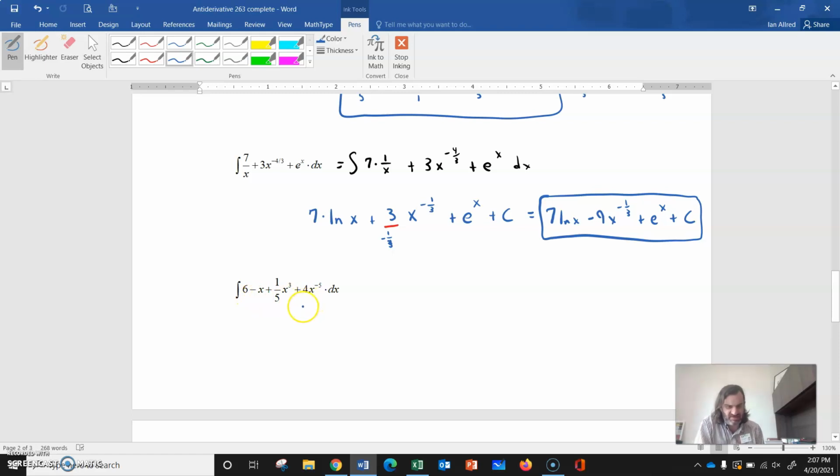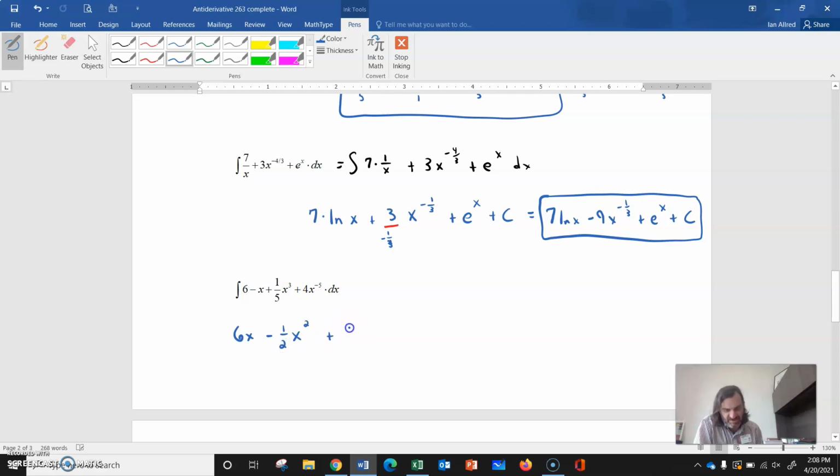The last one down here, just glancing at it, I don't think there's anything that needs to be rewritten, but it says the antiderivative of 6 minus x plus 1/5 x to the 3rd plus 4x to the -5. And we're going to handle this in terms of x. So let's see. 6 becomes 6x. Negative x becomes x squared, but we'll divide by that too, so it'll be -1/2 x squared.